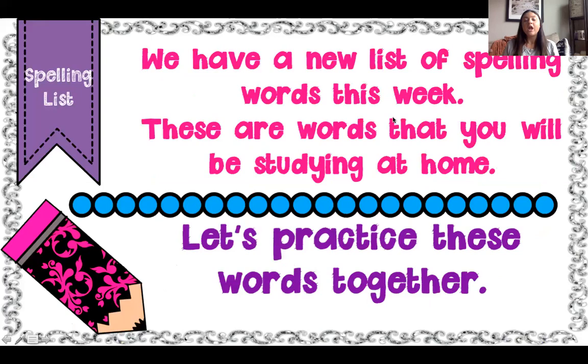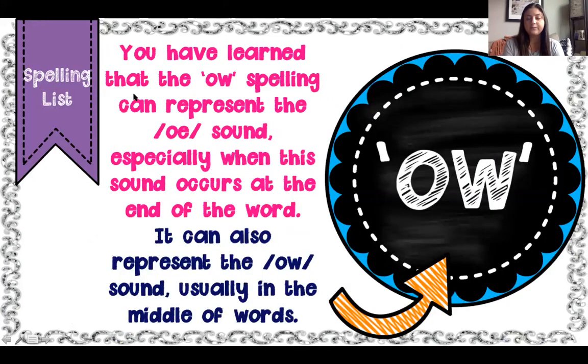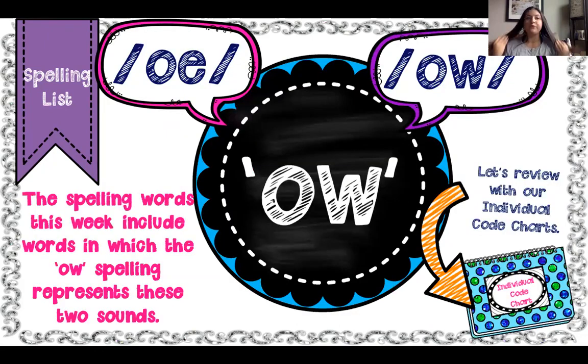Let's get started. So we have a new list of spelling words that you're going to be practicing this week. We're going to be practicing these words together. Okay, so all of our words this week have O-W in them. Now, this is a tricky thing about O-W. Sometimes it says O, sometimes it says ow. So that's the goal of our spelling list this week, to figure out which ones say O and which ones say ow.